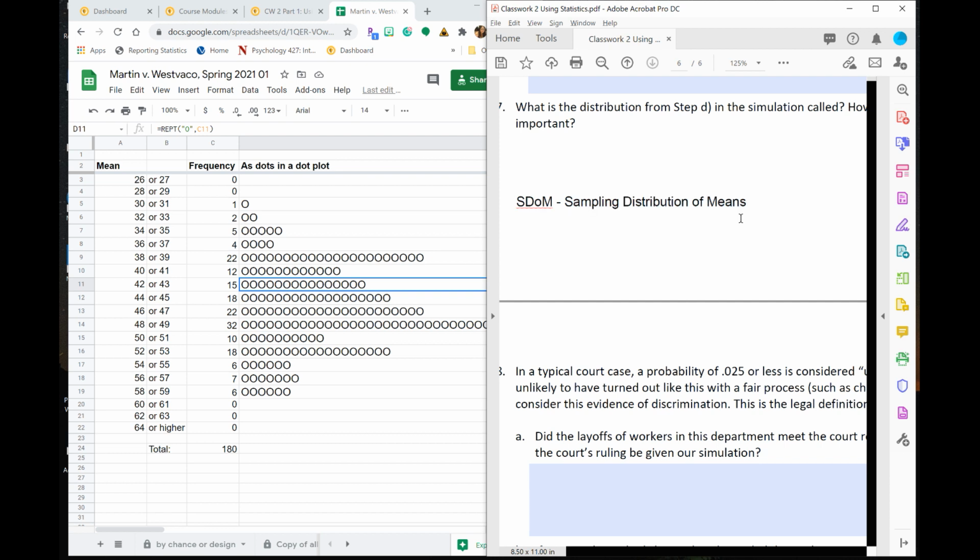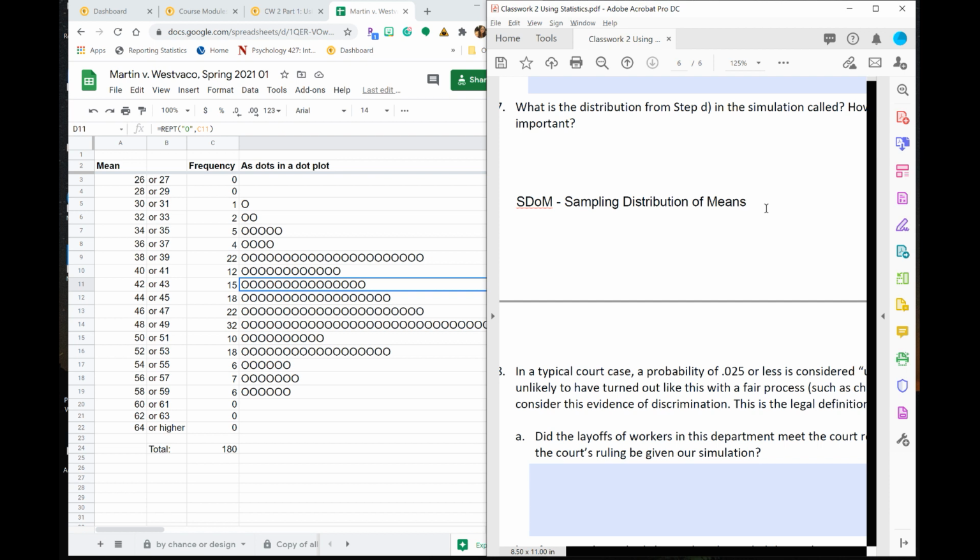Now, this turns out to be a major tool in statistics, and it's one that we'll spend a lot of time focusing on later in the semester. So you will hear and see SDOM, sampling distribution, many, many times in this class. So we're going to repeat it over and over because it's a hard concept. So the sooner you start to understand this funky concept, then the easier other concepts will be to understand.